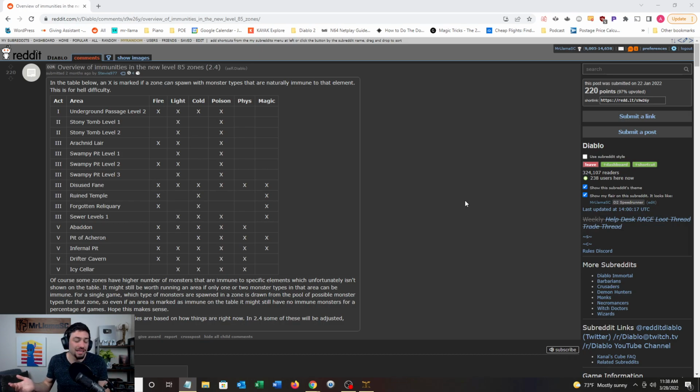Now, a nice thing for the area level 85s is it does give you more experience, right? Because you're going to be killing these higher level monsters, level 85 all the way up to 88 if they're the super or unique mobs in there.